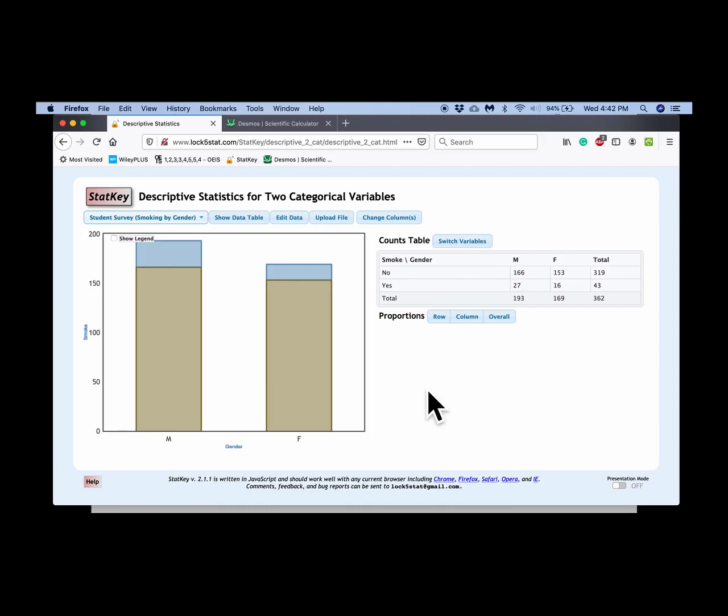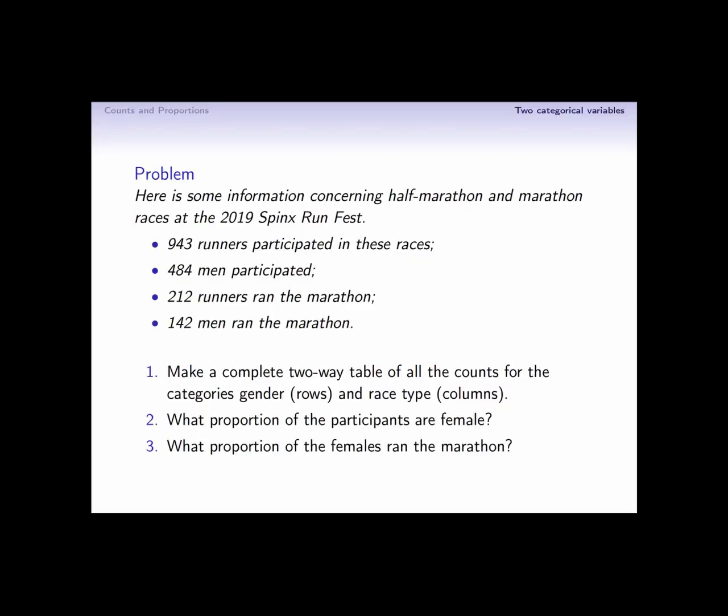All right, so the next thing we're going to do is build a two-way table from some partial information. Let's take a look at the context. So here's some information concerning half marathon and marathon races at the 2019 Spinks Run Fest. So we know that 943 runners participated in these races, 484 men participated, 212 runners ran the marathon, and 142 men ran the marathon. We're going to take this partial information and build a complete two-way table.